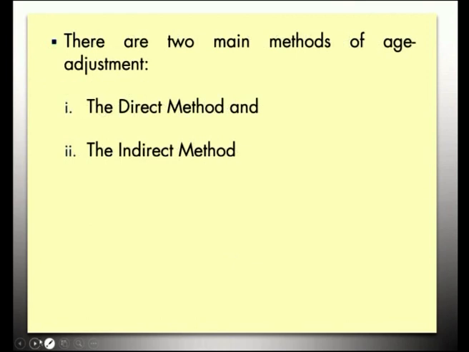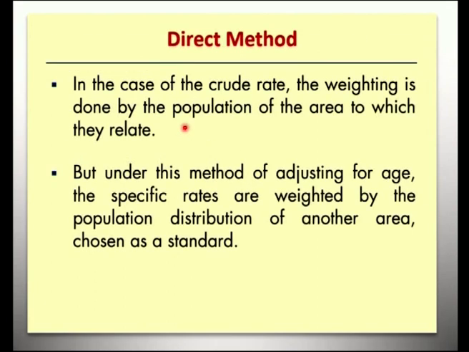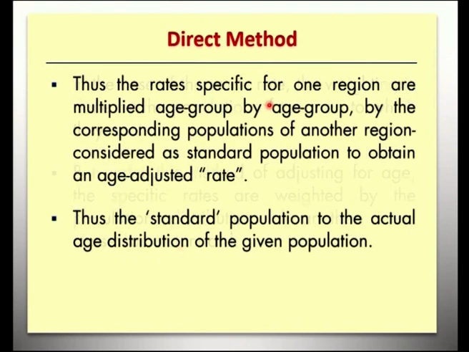There are two main methods of age adjustment. One is the direct method, another one is the indirect method. In the direct method, in the case of crude rate, the weighting is done by the population of the area to which they relate. The standardization is done by weighting each and every population. But under this method of adjusting for age, the specific rates are weighted by the population distribution of another area chosen as a standard. Also in the direct method, the rates specific for one region are multiplied age group by age group by the corresponding populations of another region considered as the standard population to obtain an age adjusted rate.